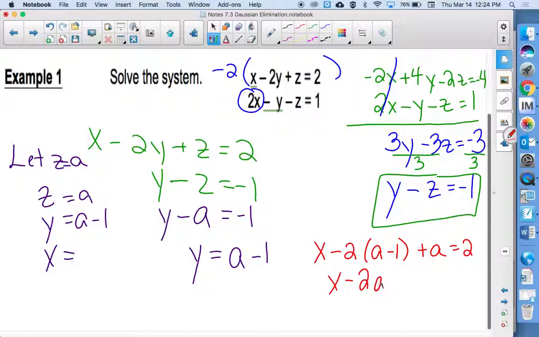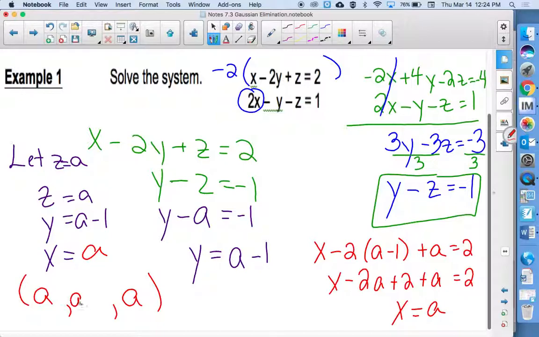Minus 2a plus 2 plus a equals 2. So x is equal to a. That's the t. Oh, I see what I did. So when you write your ordered triple, a and a for x and z tells us that x and z have to be the same, and y is 1 less than it.